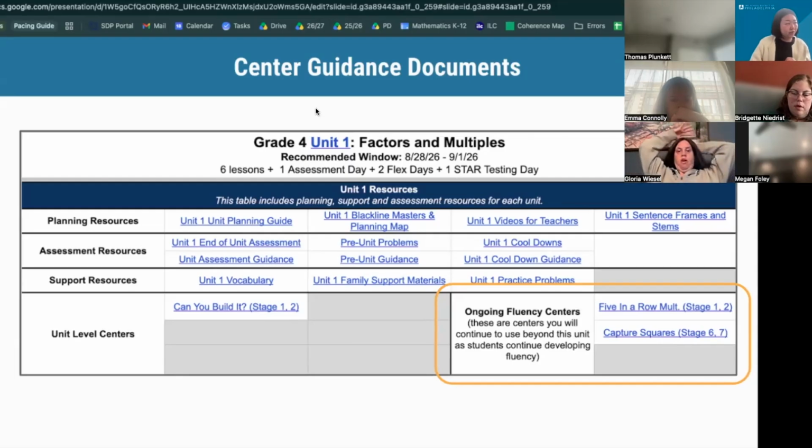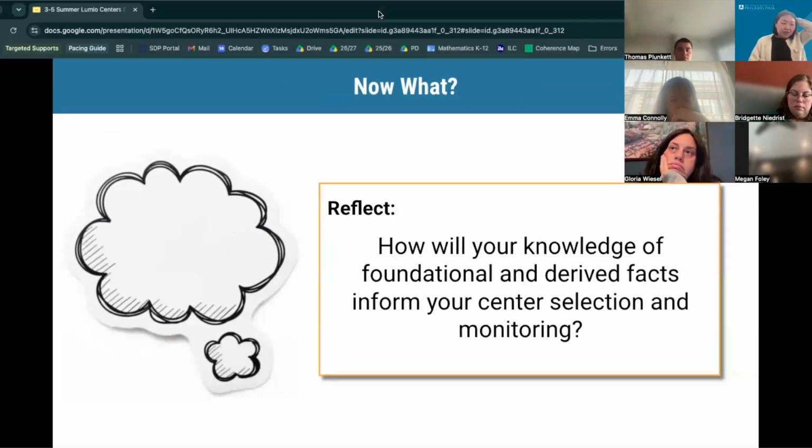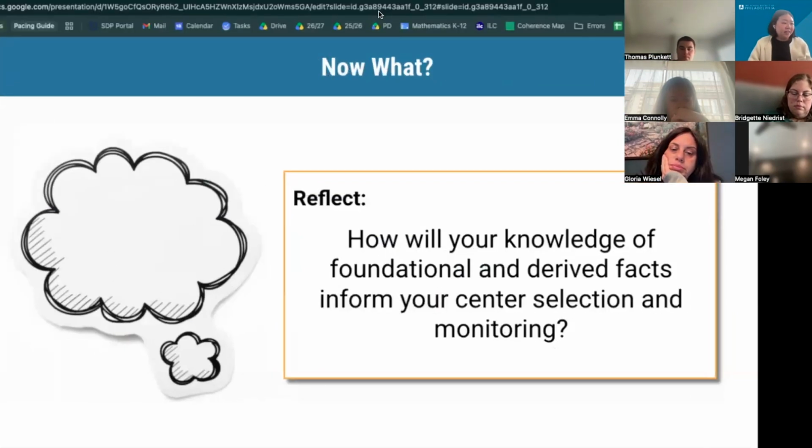about their fact fluency. I'm going to ask you to think about this question before we go into looking at the centers to assign: how will your knowledge of foundational and derived facts inform your center selection and monitoring? So just think about that to yourself for a minute.